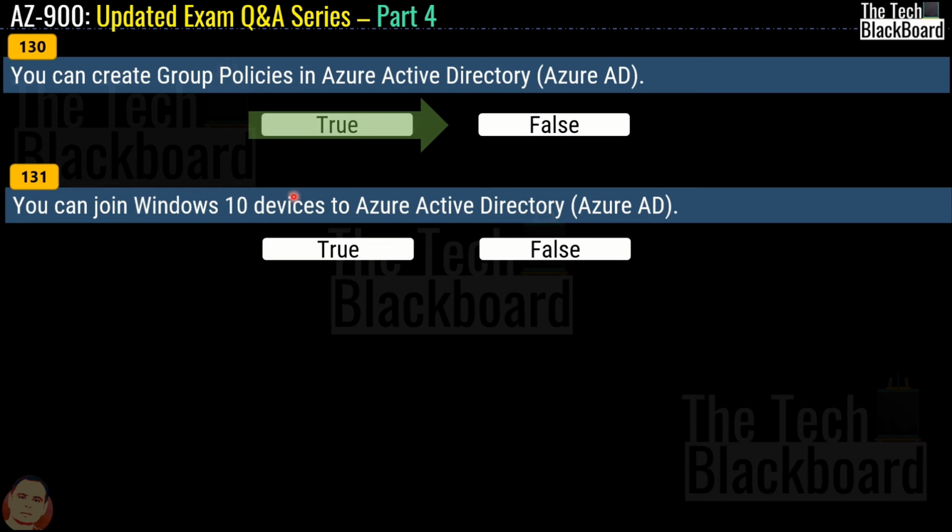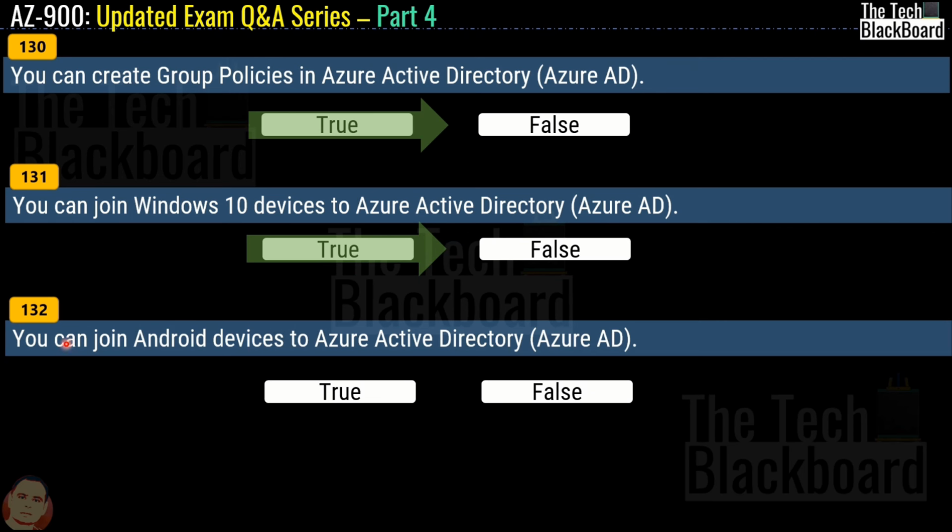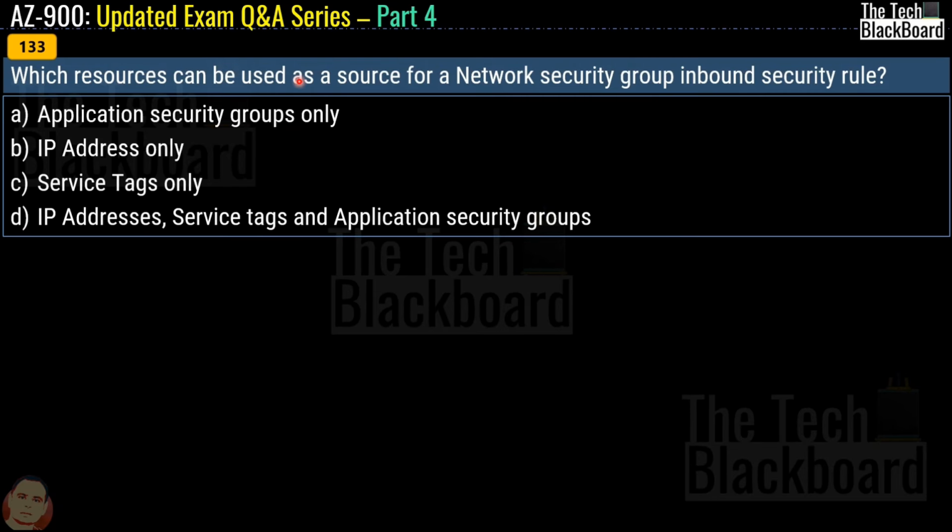Moving on with question number 131, it says that you can join Windows 10 devices to Azure Active Directory, and this one is a true statement. And then we have question number 132, which says that you can join Android devices to Azure Active Directory, and this one is a false statement. Now let's check out question number 133.